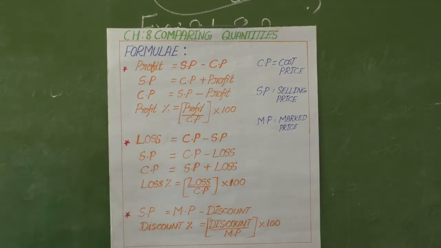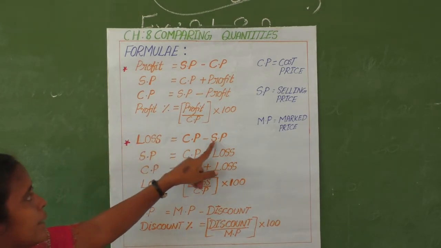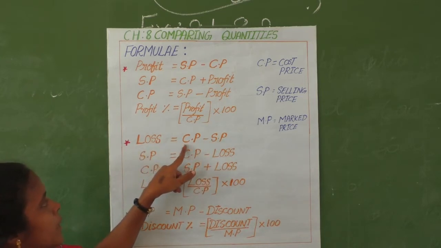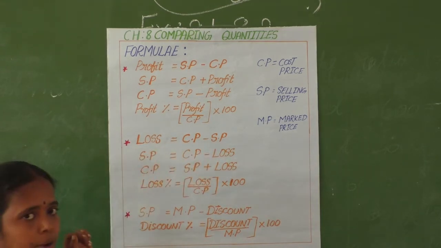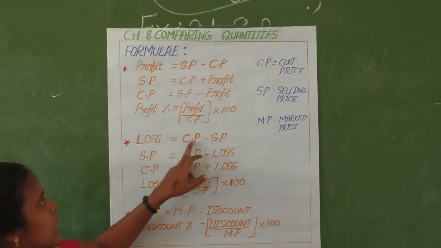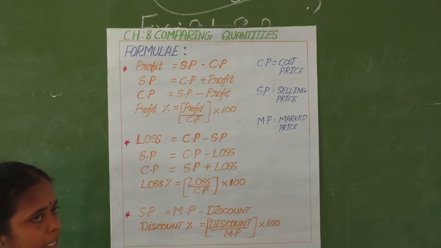Okay, based on that, loss. Next, you know, when do you get loss? Your CP is greater than your SP, you will get loss. So loss equal to CP minus SP. Loss: cost price minus selling price.